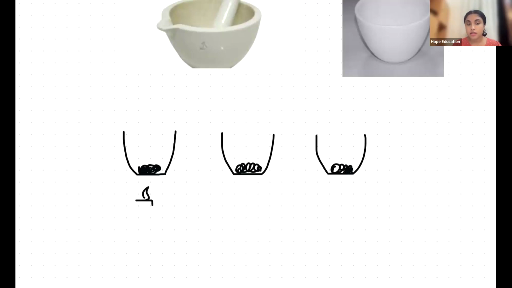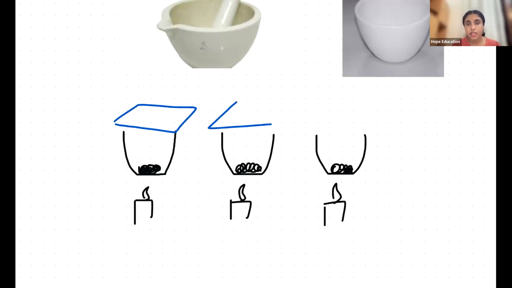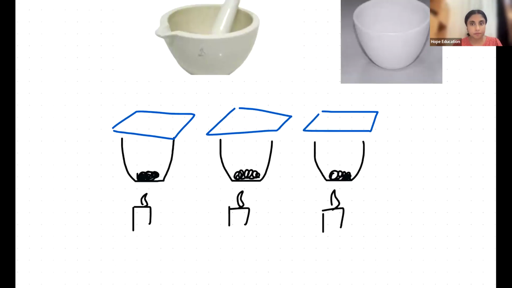I can hold a Bunsen burner. It's like a candle, right? Not exactly, but a flame that burns like a candle, the Bunsen burner. So from that you can heat. While you heat this, you are going to take a glass sheet and hold it above this. You hold it above this, and also above this. Okay. Now, what do you think will happen?